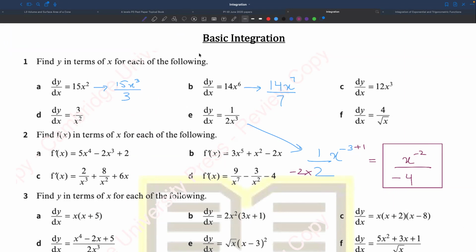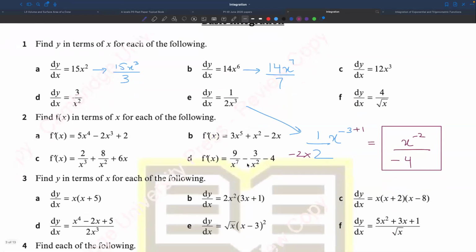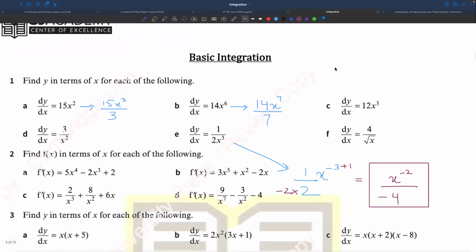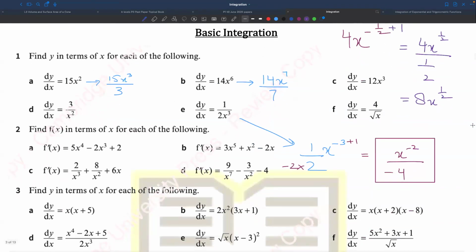Okay. Again, as with differentiation, we will not integrate anything that is in the denominator. We'll bring it in the numerator first, and then we'll integrate. Look, if this is root x over here, when you bring it in the numerator, that becomes 4x power minus half, right? And then, simple as this, we add power 1. So minus half plus 1 is half. And then we divide it by half. So this will become 8x power half. And that is it. There's nothing more to integration at the moment.